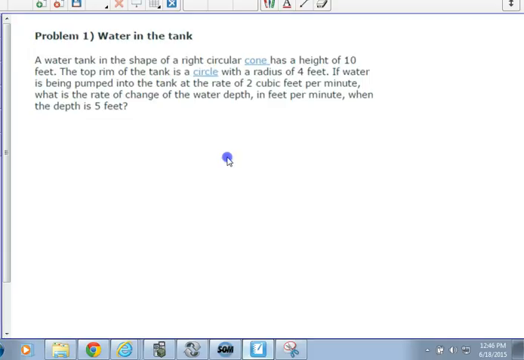Alright, so here's your next one. This one's pretty tough. It's a cone problem on related rates. So again, if you guys are someone who needs extra stuff, if you want to Google related rates, cone.